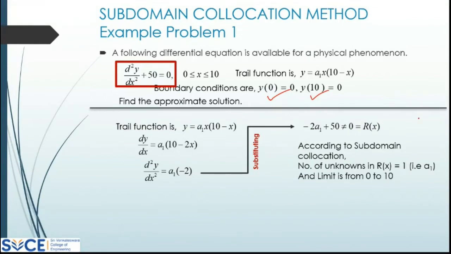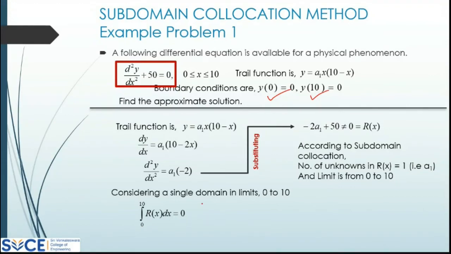I have to integrate 0 to 5 and then 5 to 10. So one integration is 0 to 5. Other integration is 5 to 10. And I will equate it to 0. Okay, so let me consider it here. You have only one unknown here, so let me consider the limit 0 to 10. So I'm going to put the limit: integral 0 to 10 r of x dx is equal to 0.